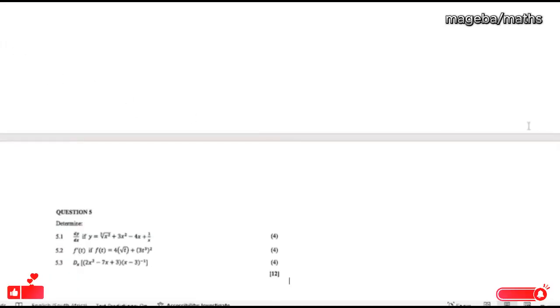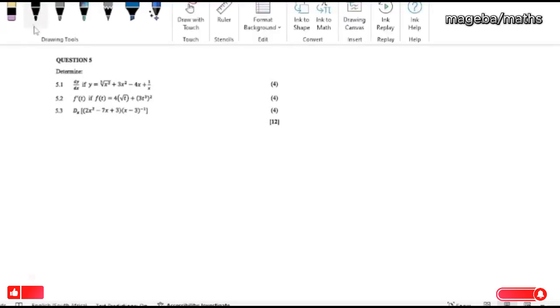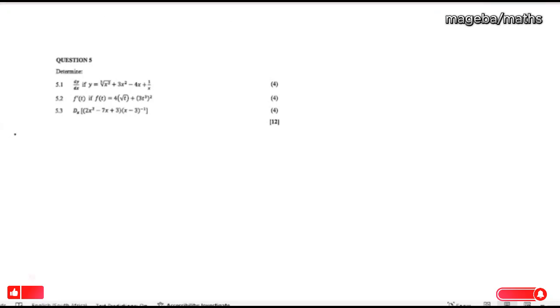Good people, today we are doing this revision on derivatives. We'll be practicing how to derive. Now we need to do 5.1.1. I hope people know how to derive, but let's get into practicing.